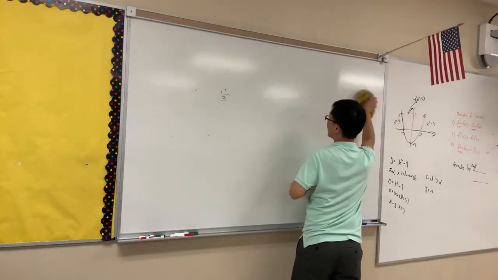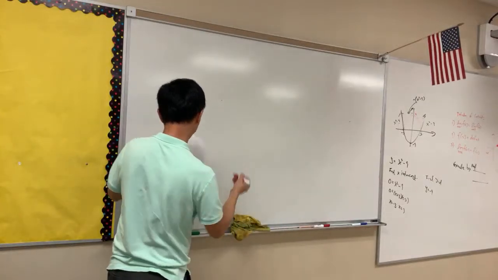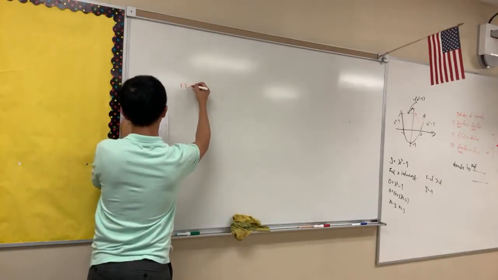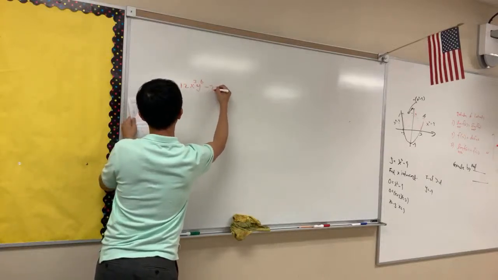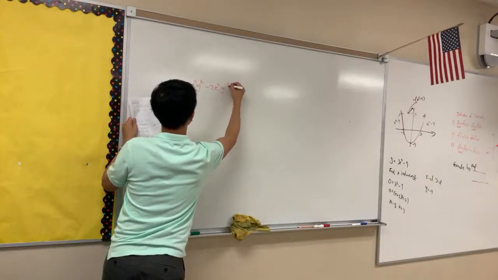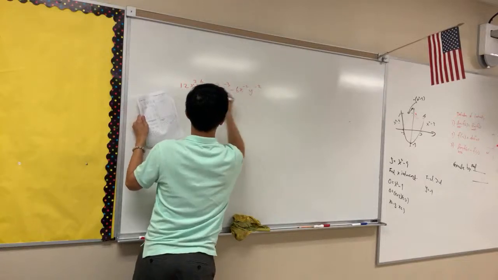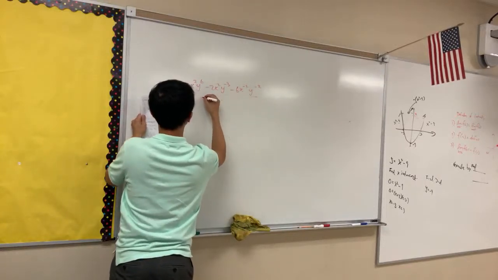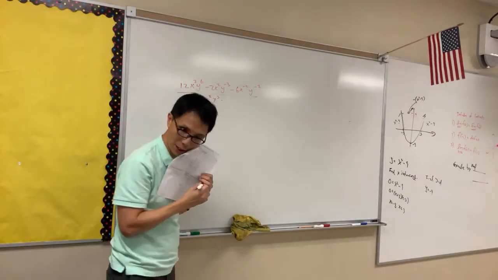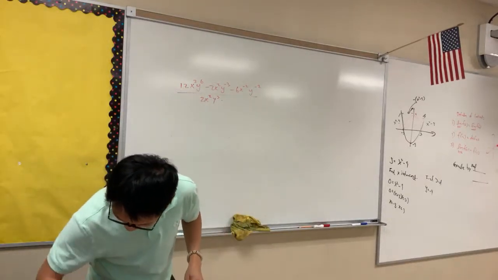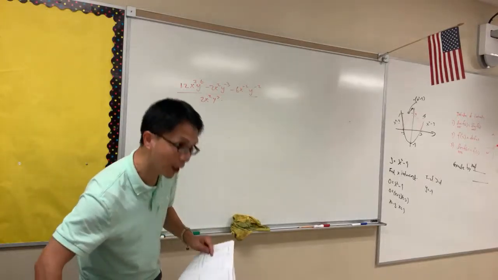That's good. Okay, so next one. So 12x to the 3rd, y to the 6 minus 2x squared, y to the -3 minus 6x to the -2, y to the -2, all over 2x squared y to the 3rd. Make sure you copy down the question right before I go further. Any question about this part?